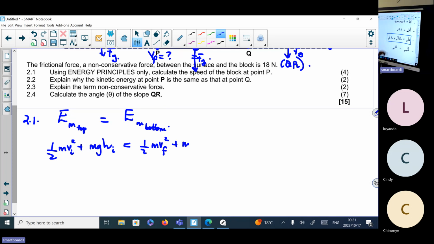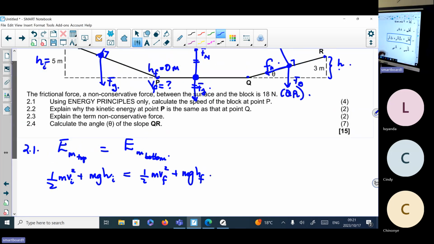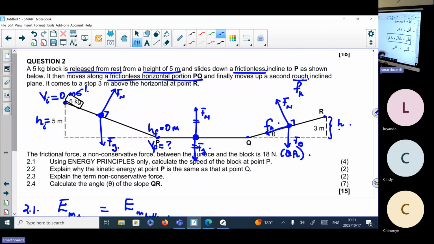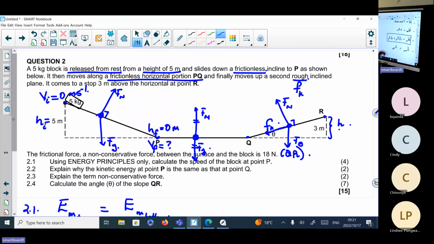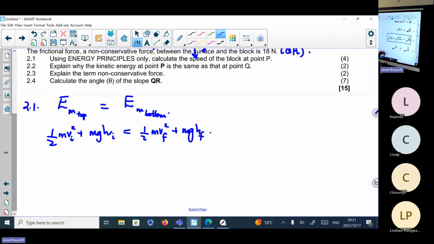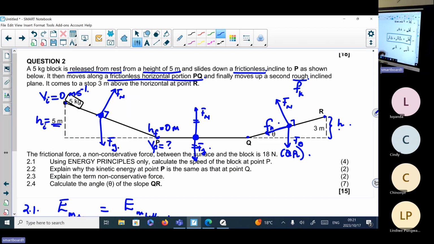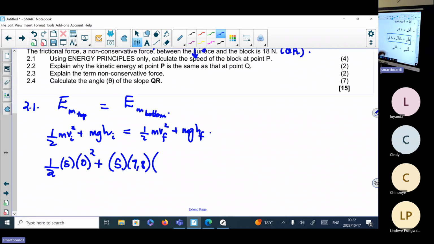At the point P, we are starting from the top, our initial point, which is at the top of the ramp. We are given the mass of our object, 5 kg. This object was released from rest, so at the top the velocity is 0. Mass is 5, g is 9.8. The height was 5 meters, released from a height of 5 meters. So we substitute the 5.